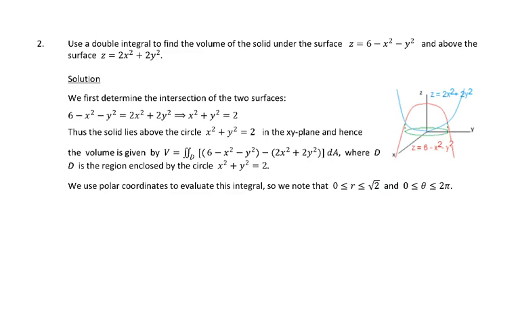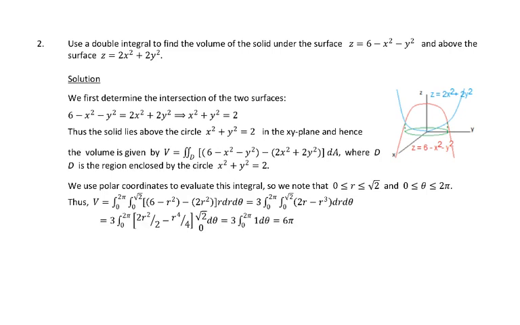So for the region D, note that the boundaries for r are between 0 and root 2, because the radius of that circle in the xy plane is root 2, and theta goes from 0 to 2 pi. That is, it needs to make a full revolution. We can now write the double integral as an iterated integral and simplify. The integration is straightforward. You can check the calculations, and as you can see, we end up with an answer of 6 pi. That concludes our discussion of the second problem.